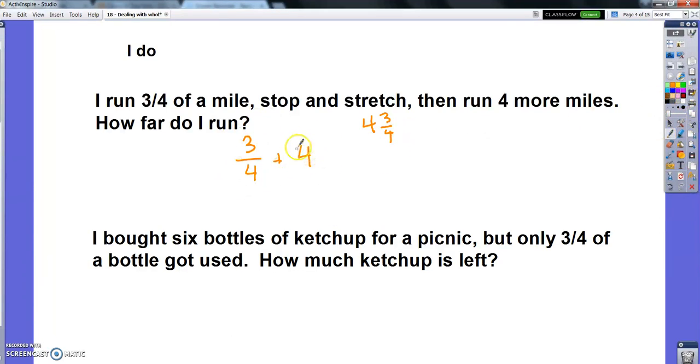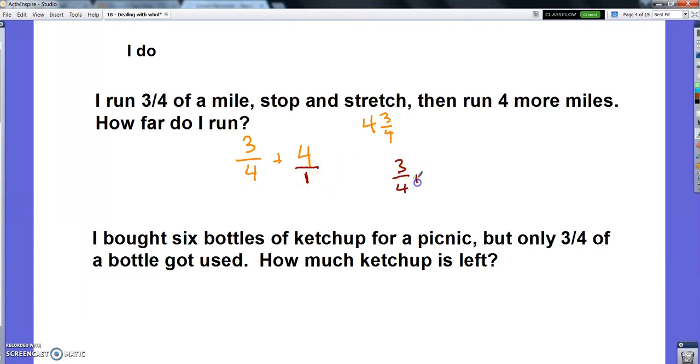Same thing, I could just rewrite my 4 as 4 wholes. And to add those together now, I would need to find a common denominator. Well, there's an easy common denominator of 4. So I can change that. I can do 3/4 plus, I can change 4 wholes to fourths. And remember, if I'm going to multiply this by 4, I've also got to multiply my numerator times 4. So I end up rewriting 4 as 16/4. Add them together, I get 19/4.